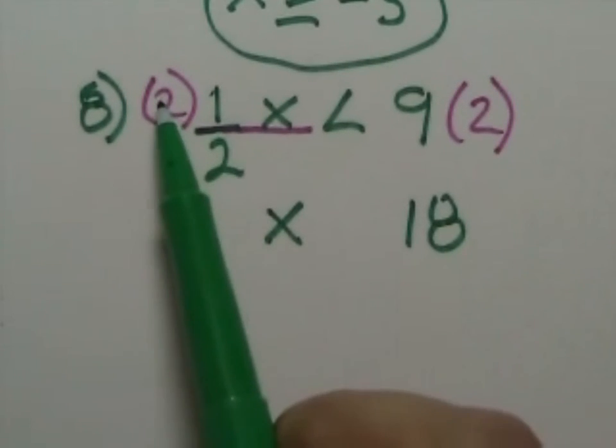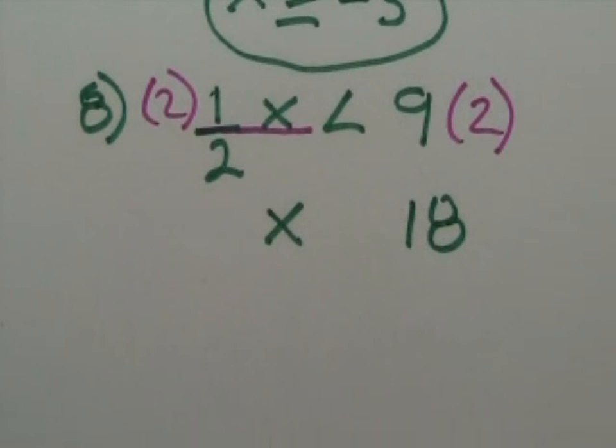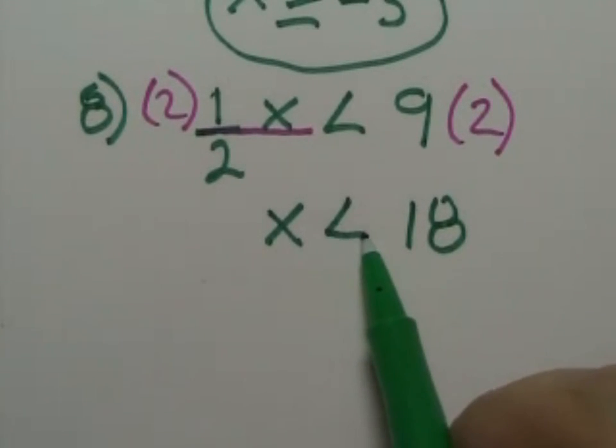Okay, let's see, I multiplied by a positive number on both sides. Does the arrow change? No, it stays the same.